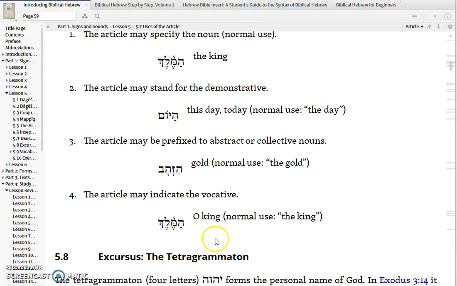And then sometimes it's used as a vocative. A vocative is when you're addressing someone. And so when you speak to a king, you will say, may you live forever, hamelech, O king. And if you translate it, the king, well, that contextually doesn't really make any sense. When you address someone, you will often have the article. So the most usual usage is just the same as our article the, but in certain words it can be like a demonstrative, the day meaning this day or today, sometimes abstractions, and sometimes used as a vocative.